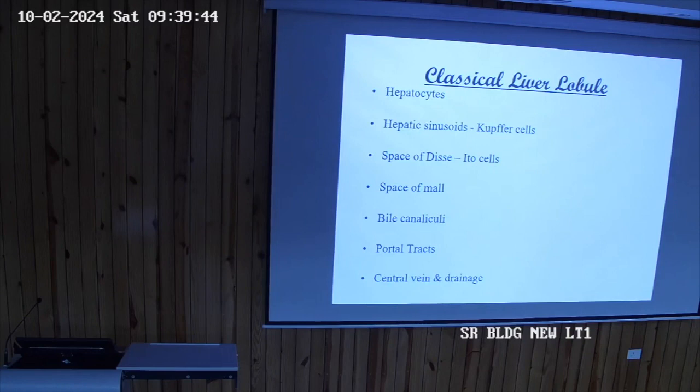Space of Mall is the space which is present between the portal triad and hepatocytes. Hepatocytes और portal triad के बीच में जो space होगा, that is known as space of Mall. Now bile canaliculi, ये हम डायग्राम से समझेंगे बाइल कैनालिक्यूली कैसे फॉर्म हो रही है, और अभी जो अपना टॉपिक था उसमें भी एक्सप्लेन किया गया था आपके सीनियर के थ्रू. Then the portal tract basically has what, branch of portal vein, portal hepatic artery and bile duct. Central vein and its drainage I already explained to you.